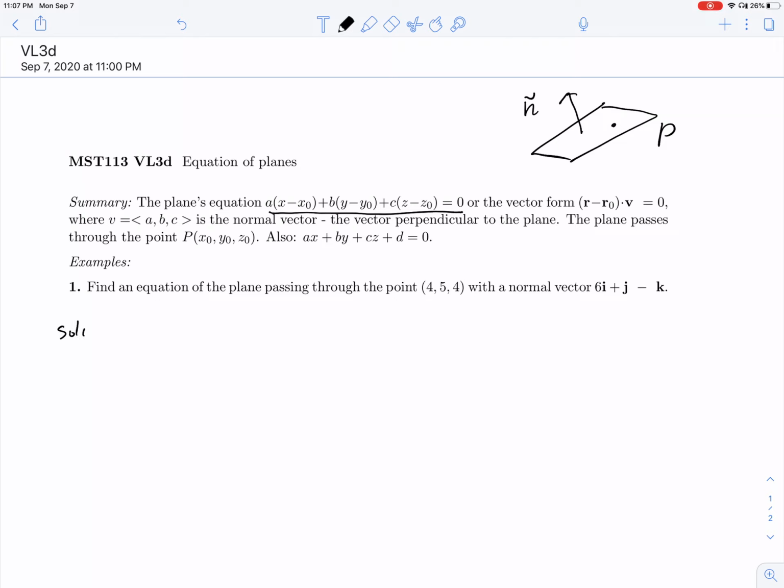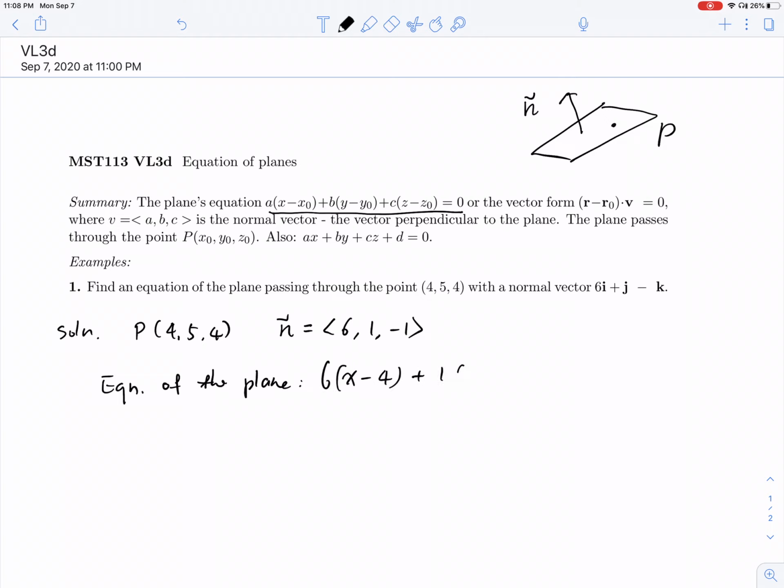We're going to look at finding the plane passing through the point P, which is (4, 5, 4). And the normal vector, we usually use n, is going to be (6, 1, -1). So the equation of the plane is going to be 6(x - 4) + 1(y - 5) - 1(z - 4) = 0.